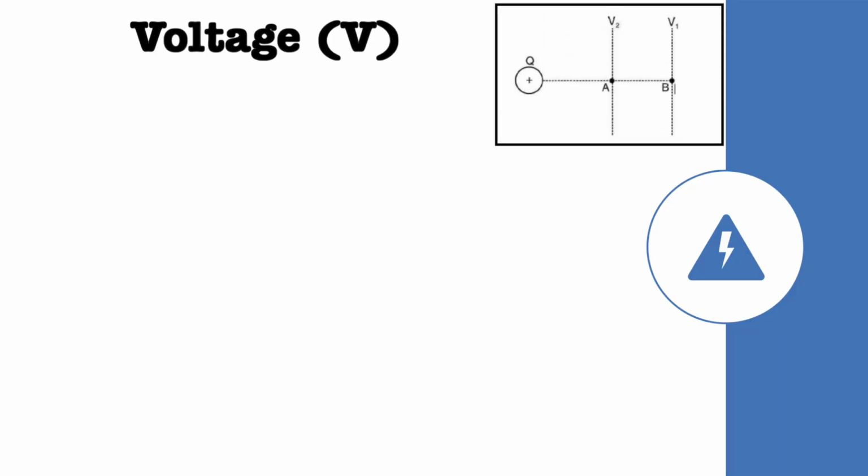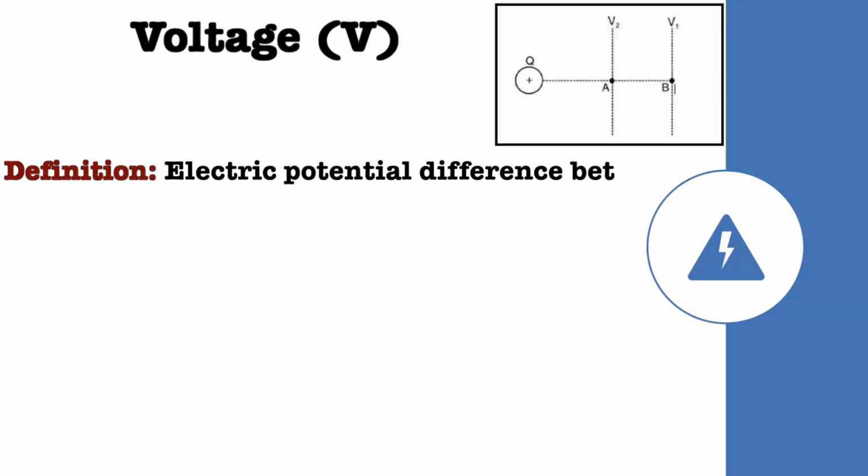Now let us move on to another crucial concept in electricity, that is voltage. Understanding voltage is key to learning how electricity flows and powers our devices. So now we first define voltage. Voltage, also known as electric potential difference, is a measure of the potential energy per unit charge between 2 points in an electric circuit. It is measured in volts. Generally, it is denoted by the capital V.